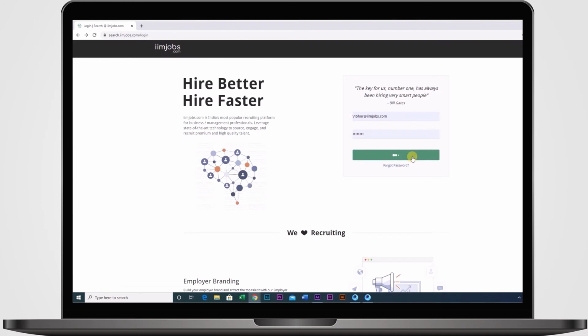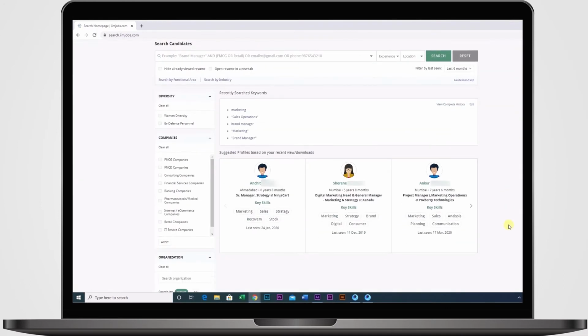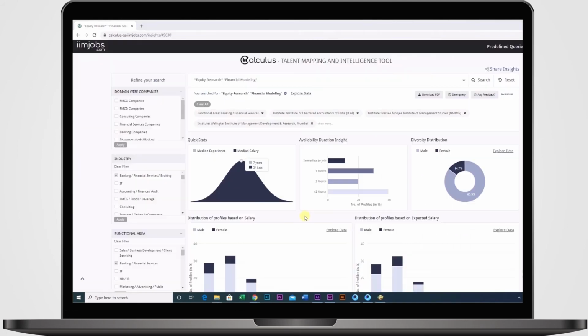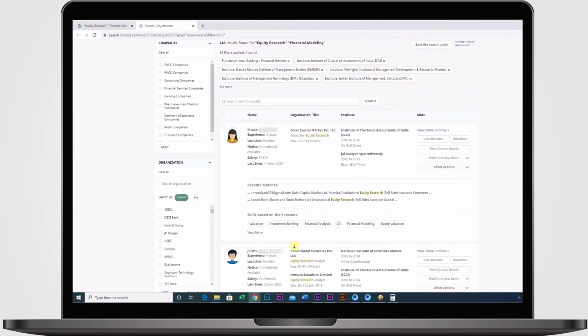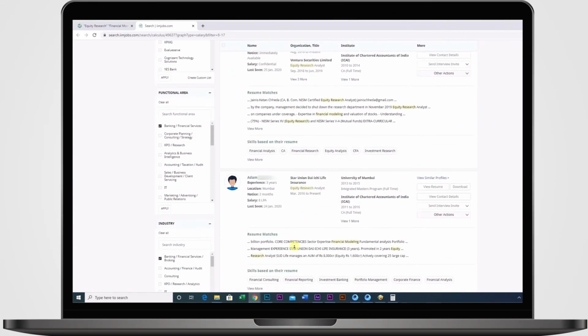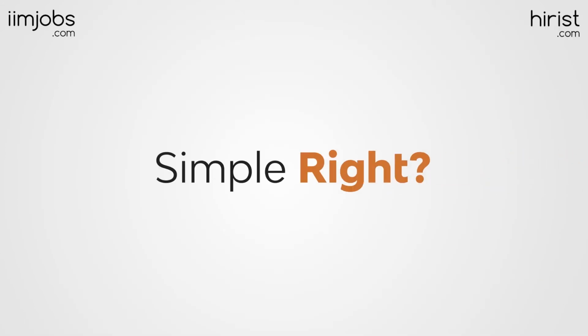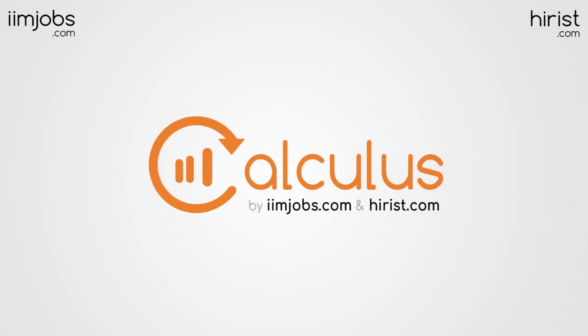We've recently also integrated Calculus with our database, which helps you verify all the profiles that constitute the data. Just click on the bar graph or pie chart to see the profiles that make up the sample size. Complete transparency. Simple, right? That's the idea behind Calculus.